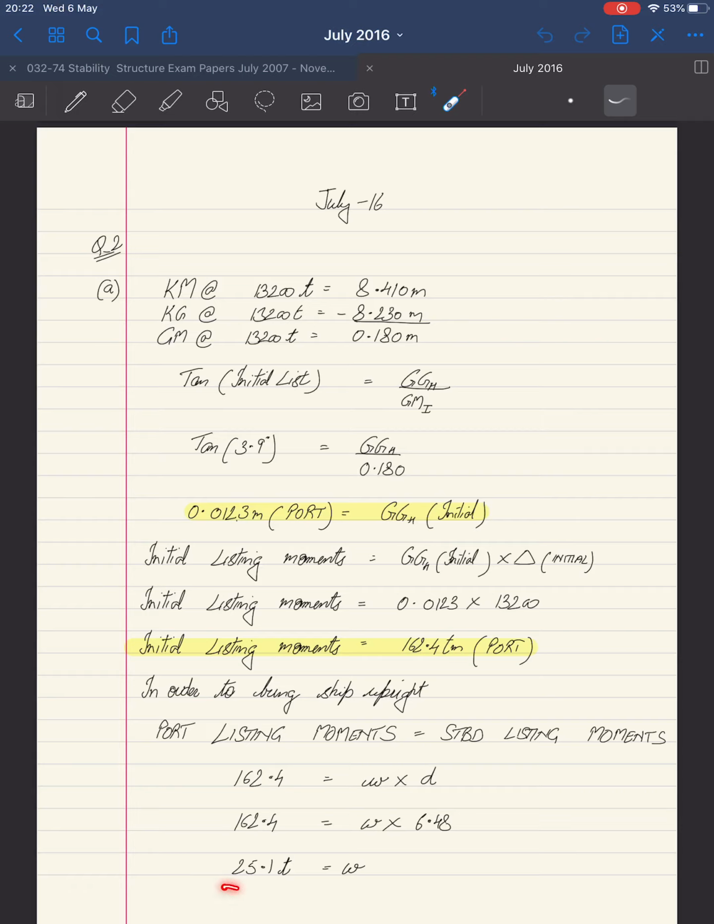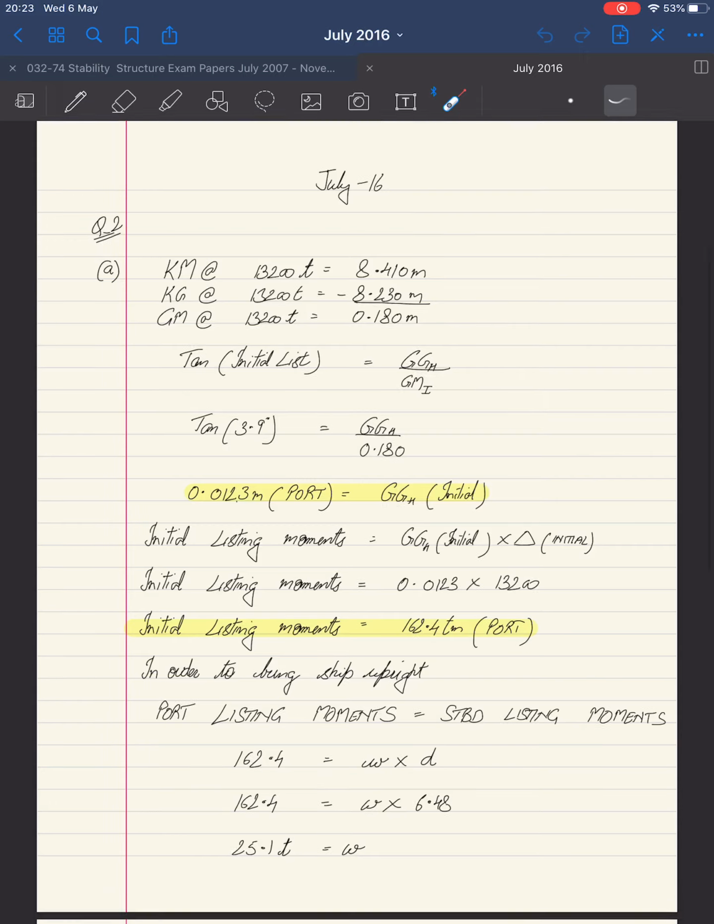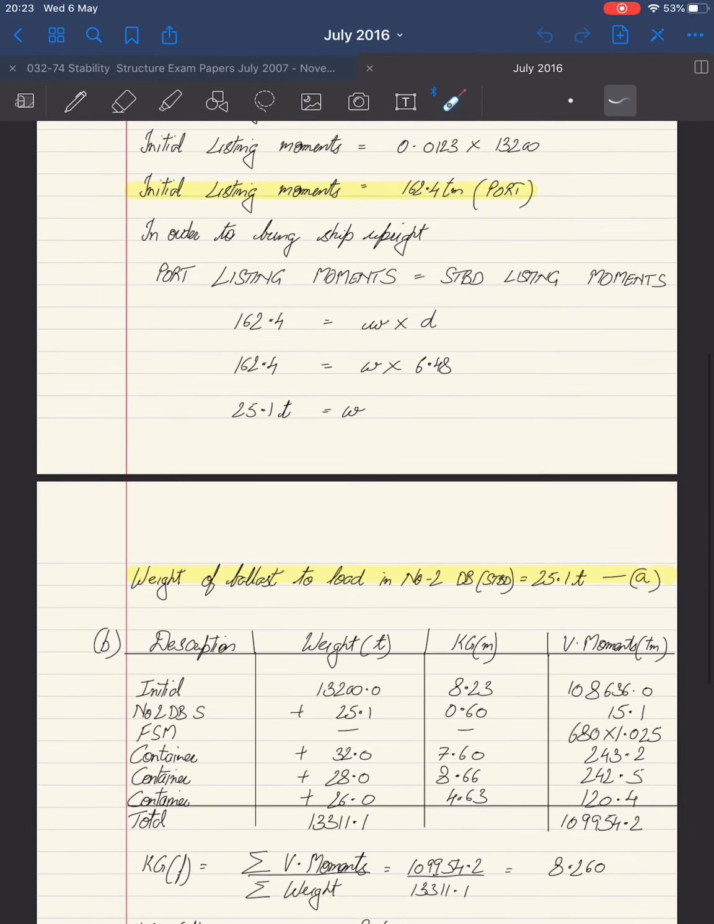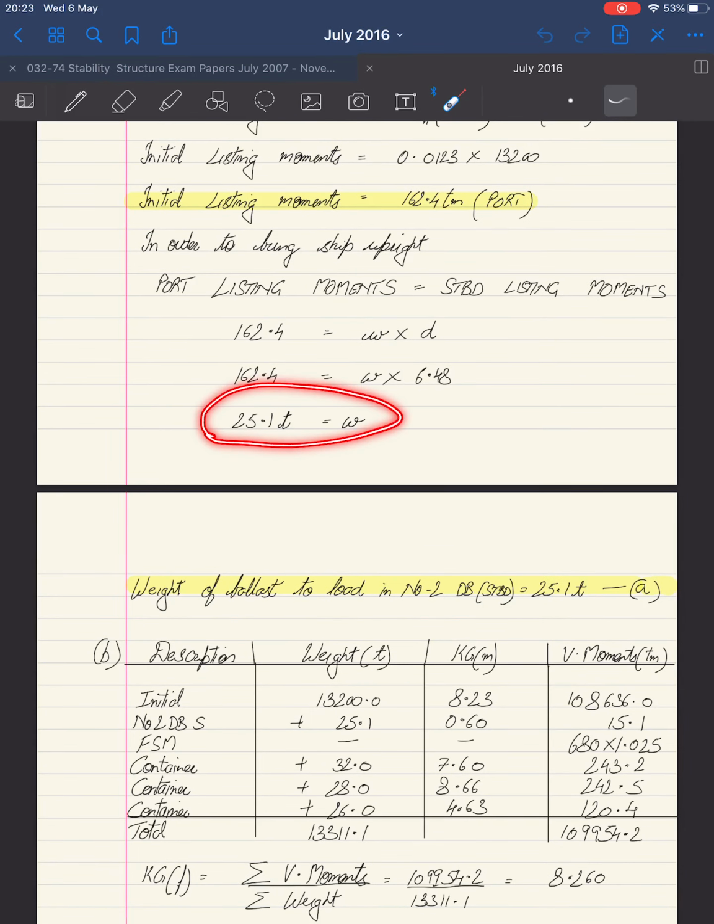When we solve for W, we will get W equals 25.1 tons, which is the weight which we need to load in number 2 DB tank starboard in order to bring the ship upright. So this is the answer to the A part. So weight of ballast to load in number 2 DB starboard tank is equal to 25.1 tons.